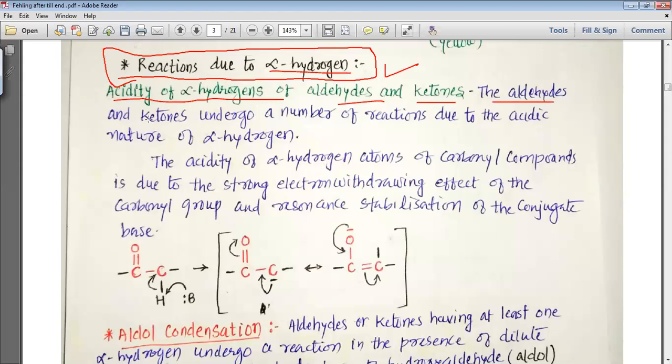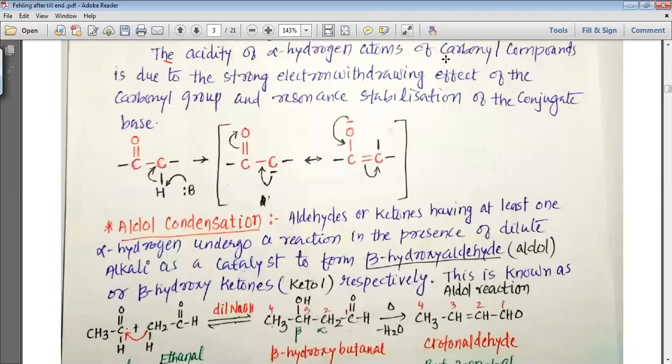The aldehydes and ketones undergo a number of reactions due to the acidic nature of alpha hydrogen. Due to the acidic nature, the aldehydes and ketones undergo some reactions. The acidity of the alpha hydrogen atom of a carbonyl compound is due to the strong electron withdrawing effect of the carbonyl group and resonance stabilization of the conjugate base.